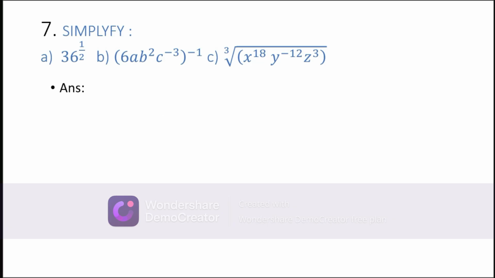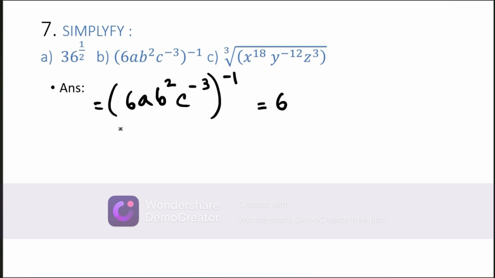Now next problem, problem number B. Problem number B is 6ab square c to the power minus 3. I just write the problem: 6ab square c to the power minus 3, whole to the power minus 1. Okay, so 6 to the power minus 1, a to the power minus 1, b square into minus 1, that is b to the power minus 2. Now c to the power minus 3 to the power minus 1, c to the power plus 3, or c to the power 3.